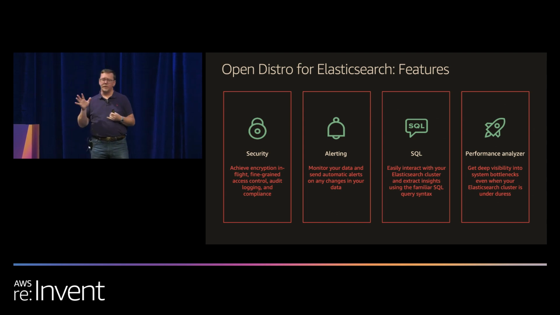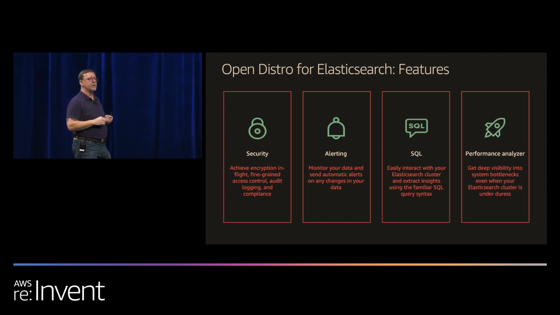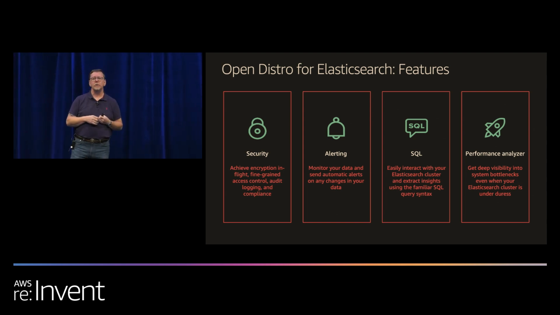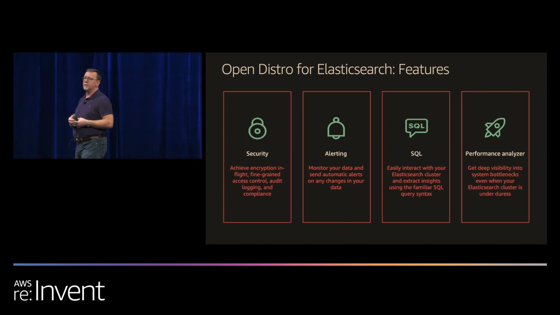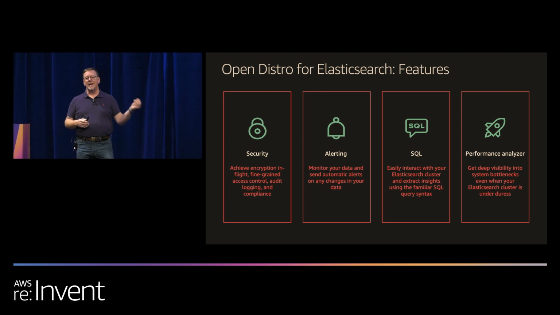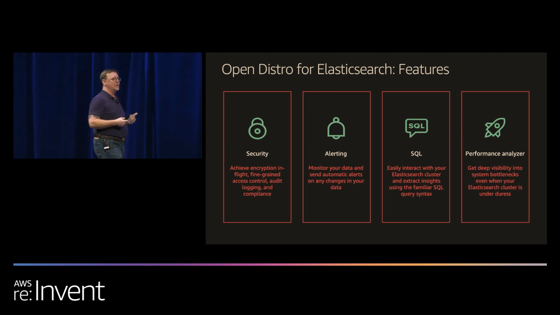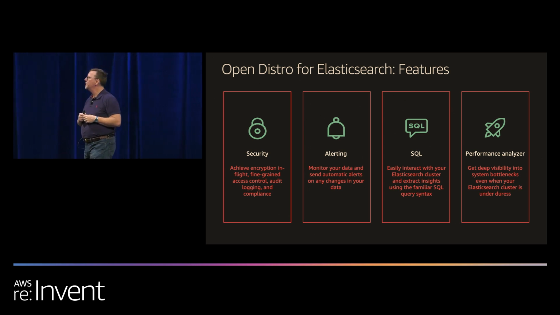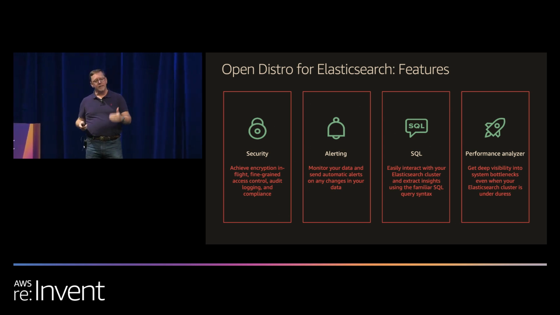SQL, again, the interface provides shops that are used to SQL with the ability to run SQL. We have a pretty rich set of the SQL language that we've implemented. Elasticsearch, again, is not a relational database. So while we did implement one join, it's not particularly performant, and you should not expect to use Elasticsearch to do anything relational like joins. Performance Analyzer, again, is deep instrumentation that provides you the ability to scale your cluster.